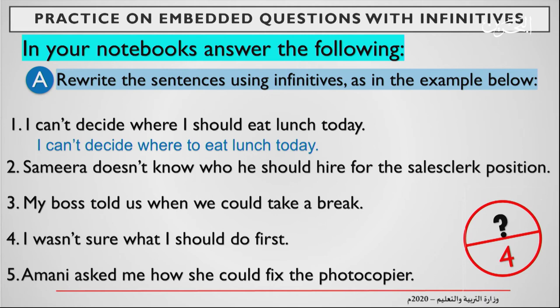Now, you have number 2, 3, 4, and 5. And I decided that because I have where in here and should. You have 3 minutes.